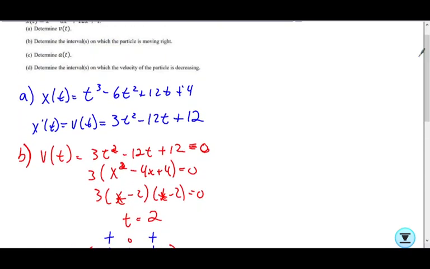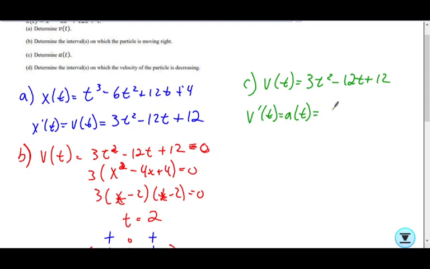Now, part C says to determine the acceleration. Well, for part C, we already have velocity, which is 3t squared minus 12t plus 12, and the derivative of velocity is my acceleration. So when we take the derivative, we get 6t minus 12. Part C is done. Okay?